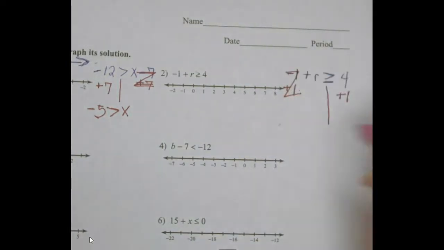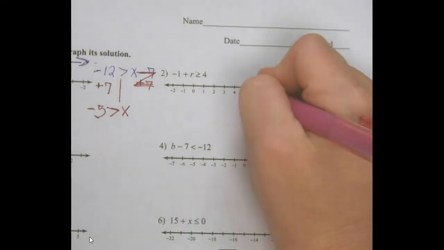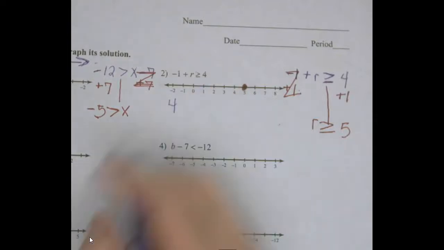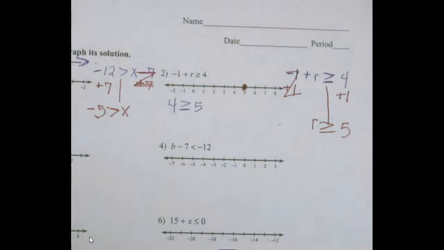This is my 0 pairs. R is greater than or equal to 4 plus 1 is 5. So it's going to be a closed circle because it includes 5. And let's check which side. 4 is greater than or equal to 5. Is that true?